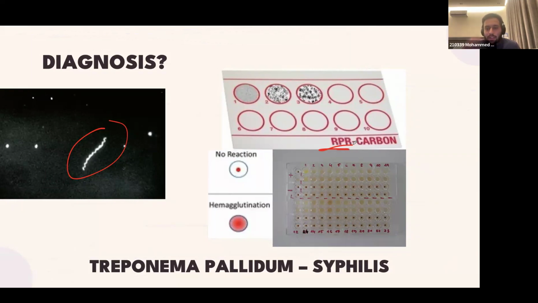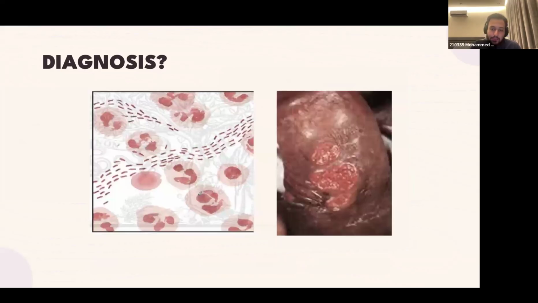Then treponemal testing would look for hemagglutination. Which of these two can you use to monitor treatment? NTT or TT? NTT, good. NTT is what's used for monitoring patients who are being treated for syphilis. Why? TT will remain high. If they're being treated, it'll still be high. Nothing will change. That's why you use NTT to monitor patients who are being treated.